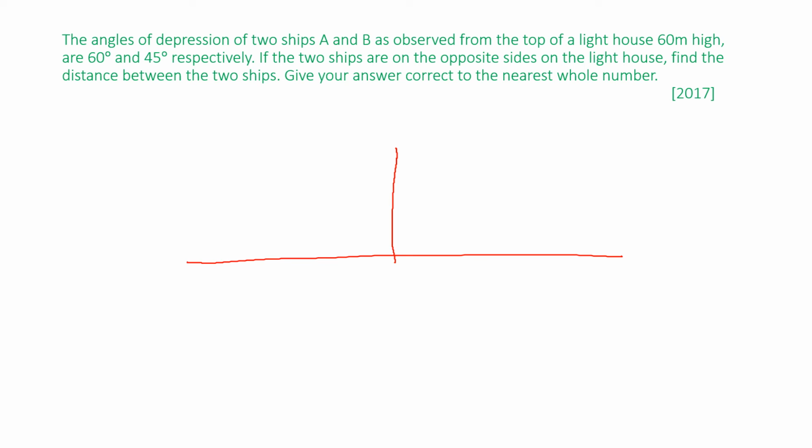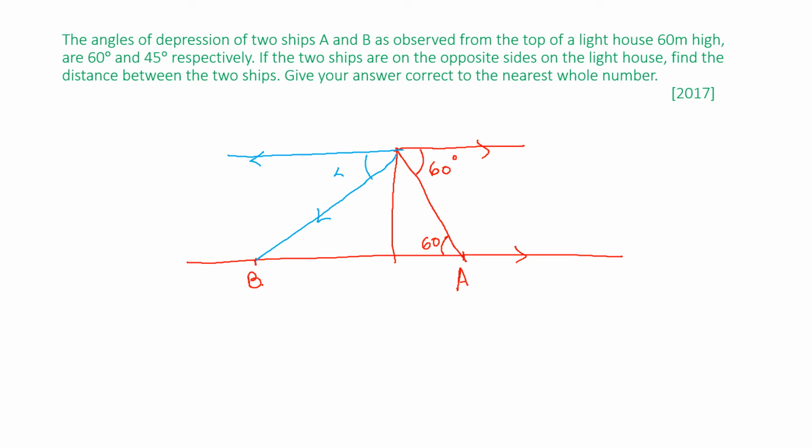On the sea, there is a point which is A, and there is a point which is, suppose, B. So A and B are observed from the top of the lighthouse. From here, the normal eyesight would have been like this. So this would be 60 degrees, alternate interior angles, because these two lines are parallel to each other. This would have been the normal eyesight, but it has come down. So this is 45 degrees.